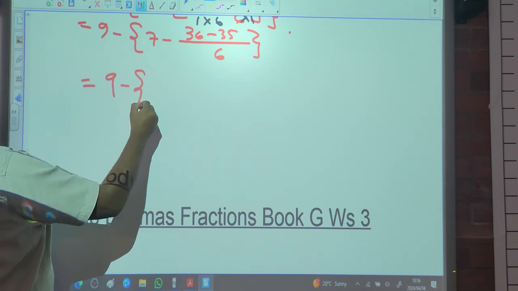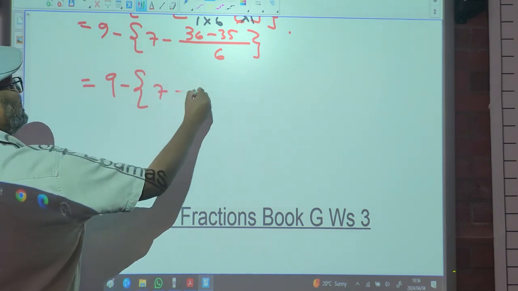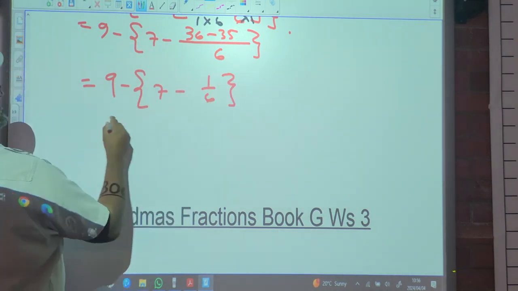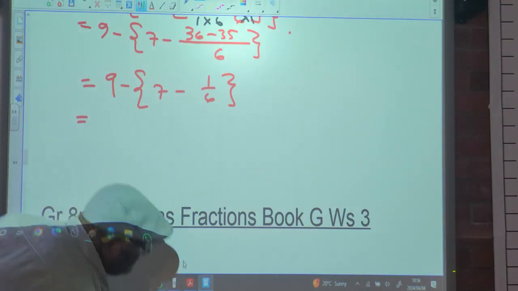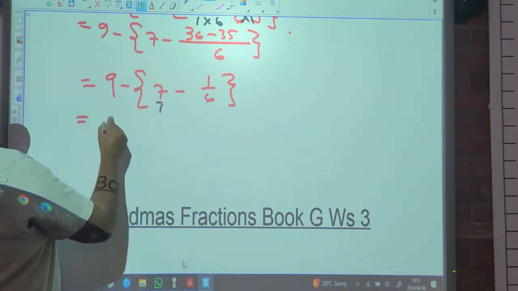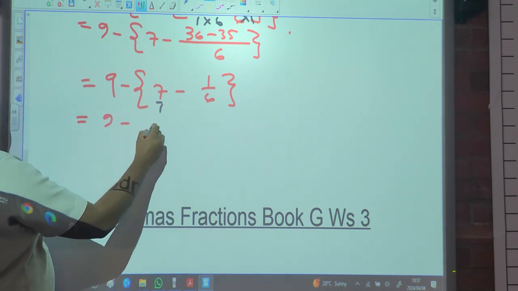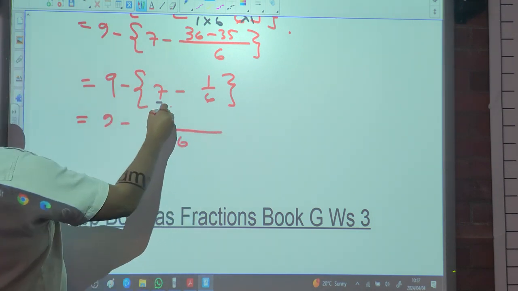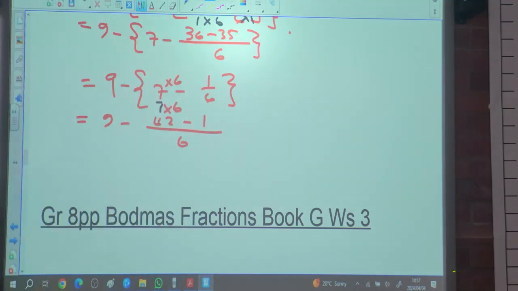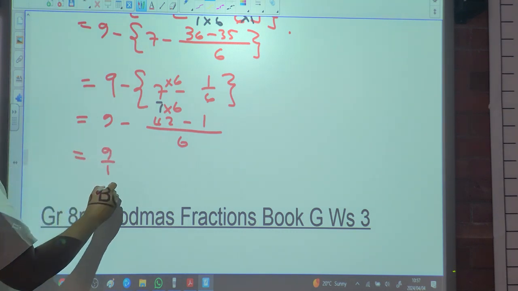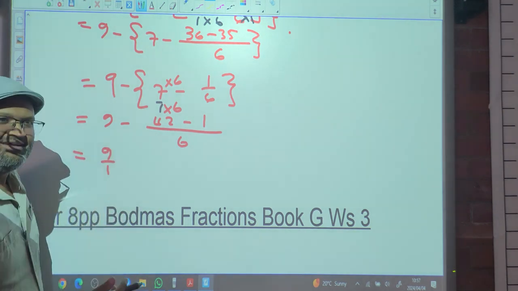So it's 9 minus 7 minus 1 over 6. What's your LCM inside the bracket? 6. So it's going to be 9 minus, but multiply that by 6, it's 42 minus 1. Is that correct? What's 42 minus 1?